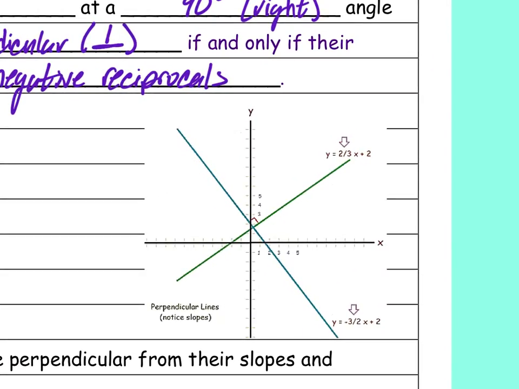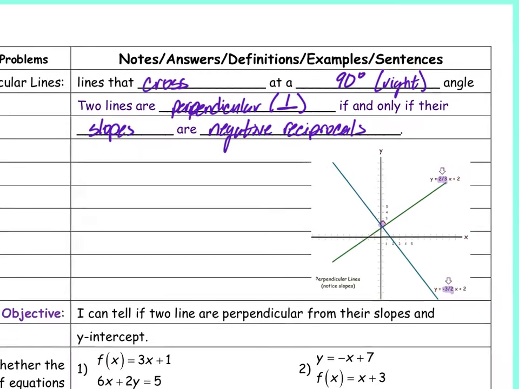We have a graph here, and you can tell it's at 90 degrees right here. It says it's at 90 degrees. But my slope of one line is 2/3, and my slope of the other line is -2/3. So reciprocal is where I take that fraction 2/3 and flip it upside down, and it becomes 3/2. Okay? So 2/3 becomes 3/2. And then the other part of the definition says it's negative.